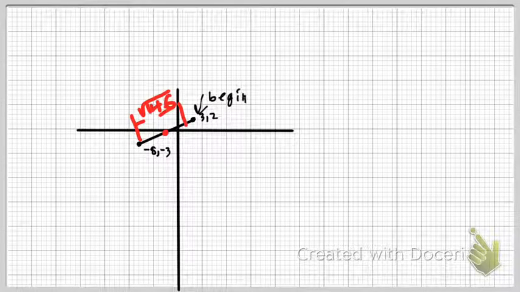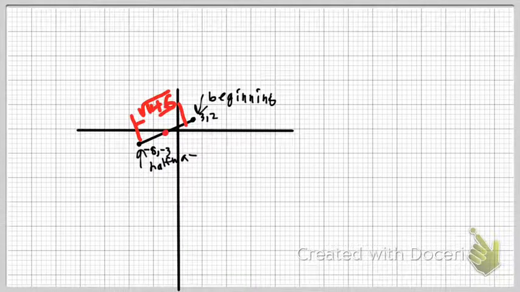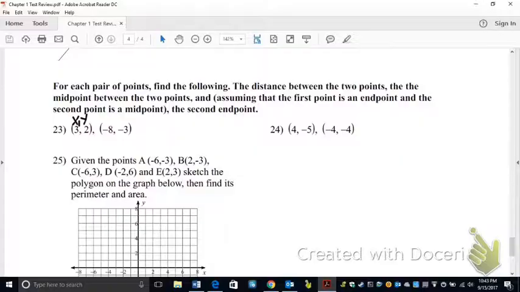So now what we're going to do is this third one. We're going to treat 3, 2 as the beginning point. We're going to call negative 8, negative 3 halfway. And we're looking for that other point. So now instead of labeling it x1, y1, x2, y2, I'm now going to label it x1, y1, xm, ym. Because again, we're given the first endpoint and the second point is a midpoint, and we are looking for the second endpoint.